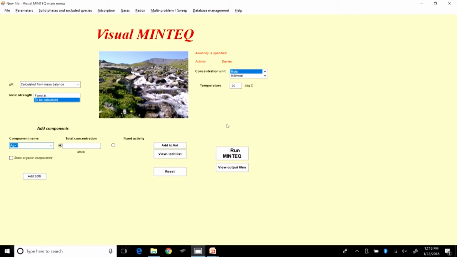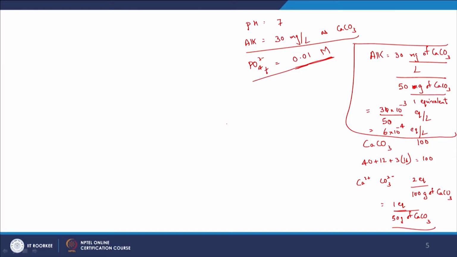So, let us now switch out to VMINTEQ and understand the system. So, again what do we need to do? We have the pH, we have the alkalinity. VMINTEQ can't calculate whatever it is that you want randomly. So, what do we need to do initially? We obviously need to calculate what is the CO3 total. So, how do we do that? Let us look at that.